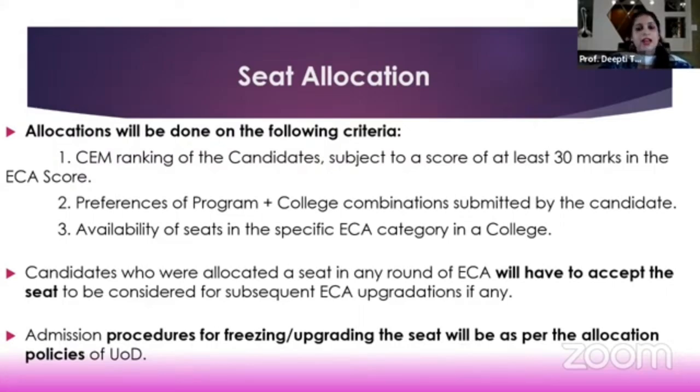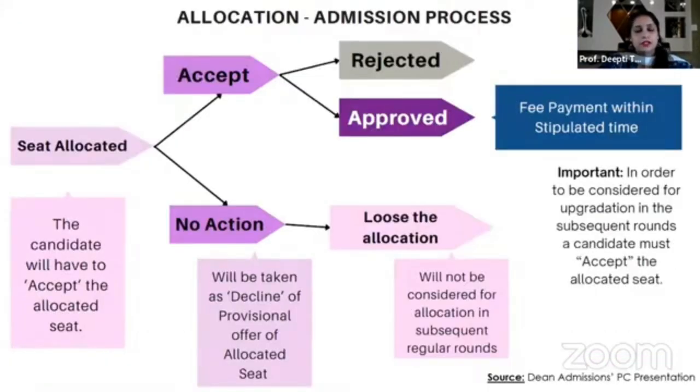Now, with all humility at my command, I have used this slide which has been borrowed from the Dean Admissions press conference presentation, because the allocation process is the same and we are getting a number of queries regarding that. So I will just address that before I close my session here. Just as you do for any other allocation, let's call that the general allocation, the same goes for the ECA category as well.